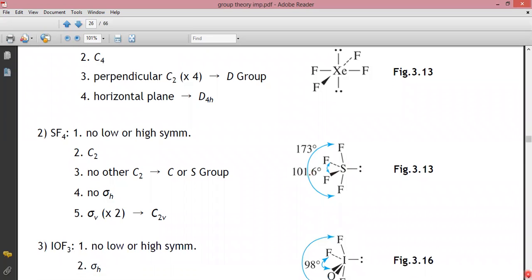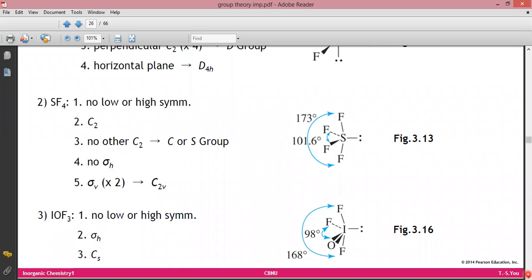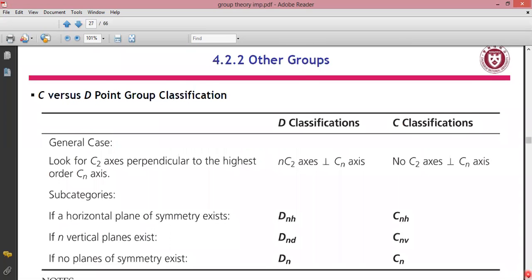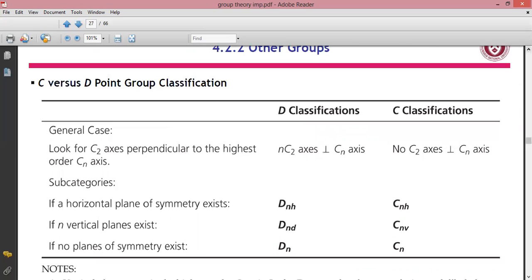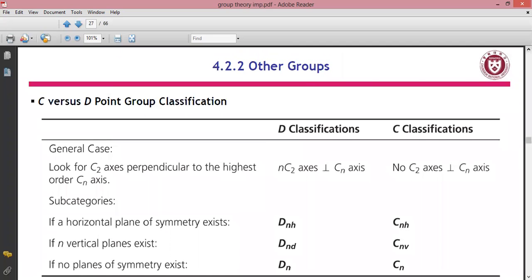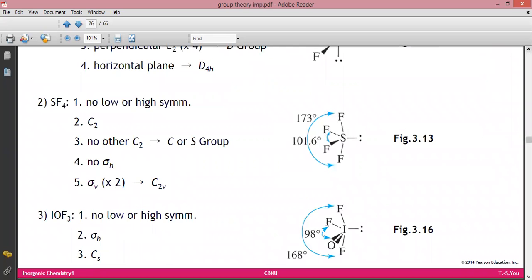Similarly, there is also another example, IOF3. In this case the point group is, I think, Cs. It will rotate 180 degrees, but it cannot. Yes, this molecule does not have that point group. It has only sigma h present, with no rotational axis present. That is why we call the point group of this example Cs.